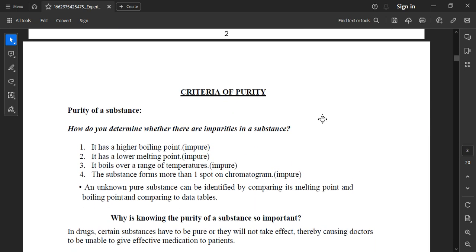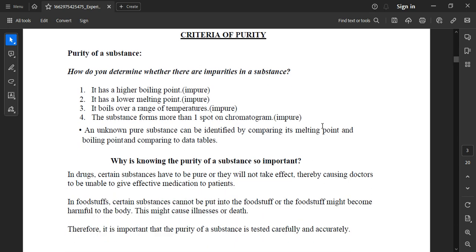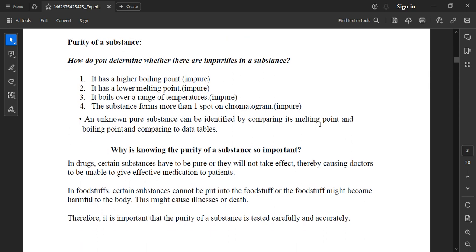Moving on, criteria of purity. Purity of a substance. How do you determine whether there are impurities in a substance? It has a higher boiling point. It has a lower melting point. It boils over a range of temperature, as in evaporate. The substance forms more than one spot on the chromatogram. An unknown pure substance can be identified by comparing its melting point and boiling point to data tables.